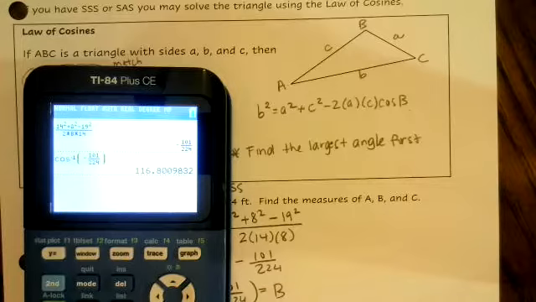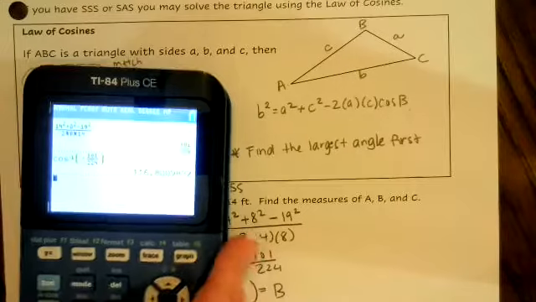Remember, angles, we're going to keep 1 decimal. Side lengths, we're going to keep 2. So this gives us 116.8.